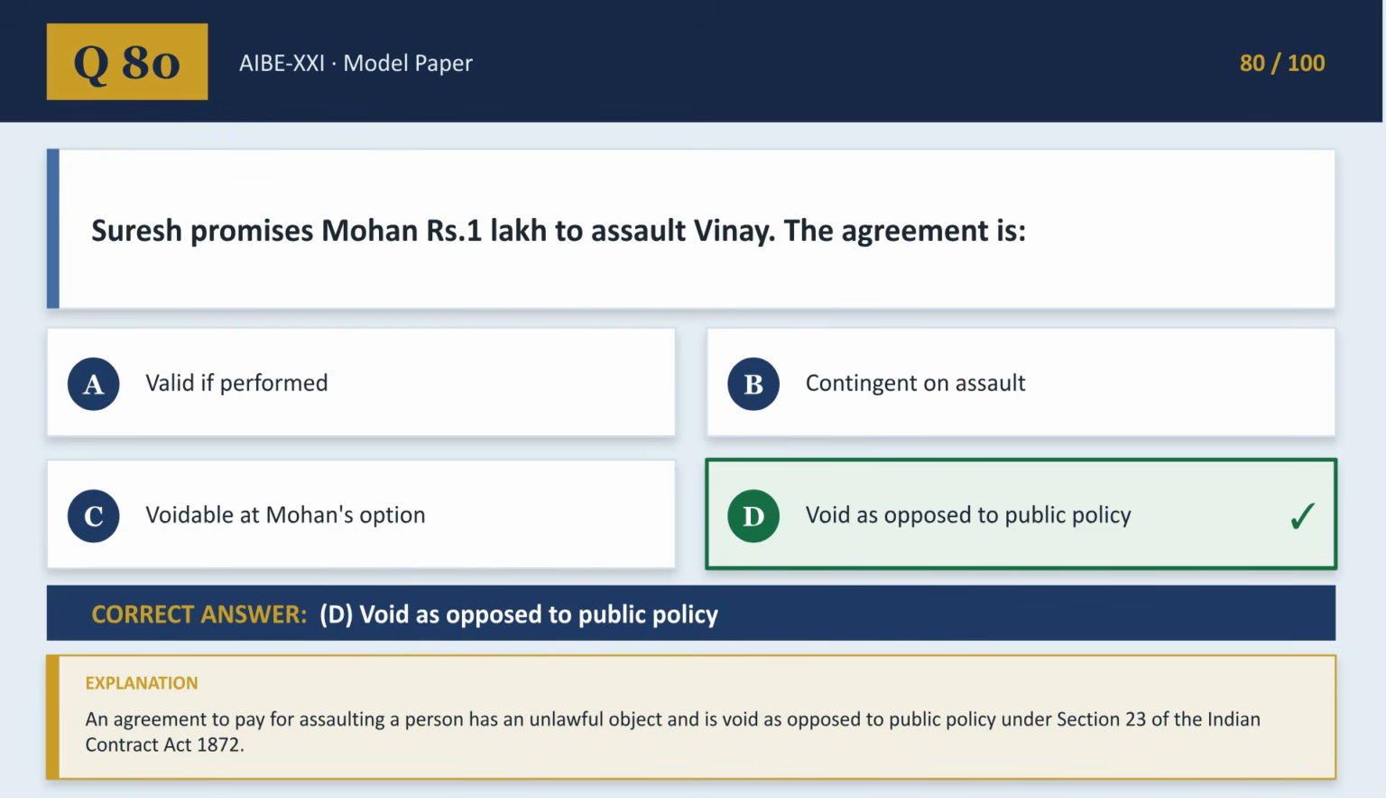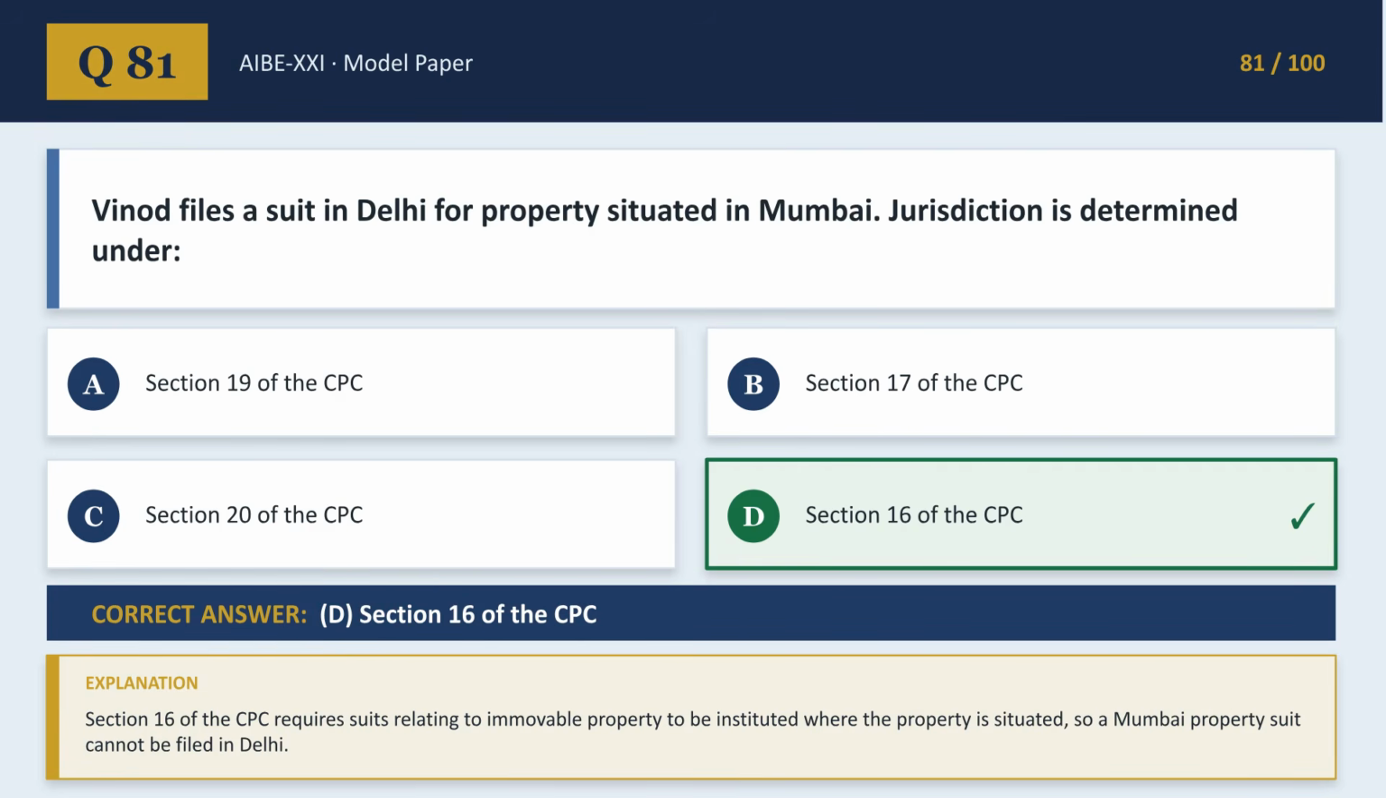a former suit. An agreement to pay someone to commit assault is void, as it is opposed to public policy under Section 23 of the Indian Contract Act 1872. The object is unlawful. Jurisdiction for a suit involving immovable property, such as a property situated in Mumbai, is determined under Section 16 of the CPC. Such suits must be filed where the property is located.